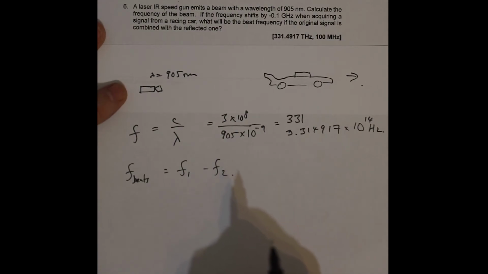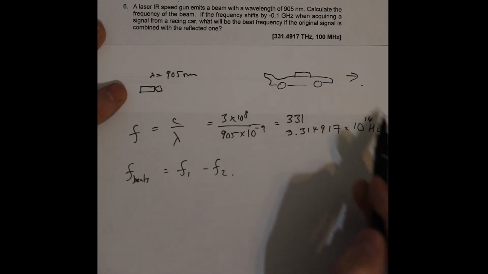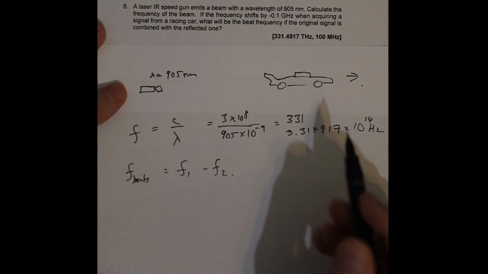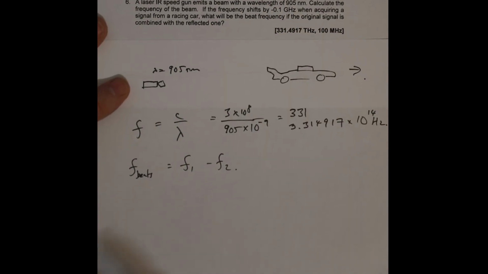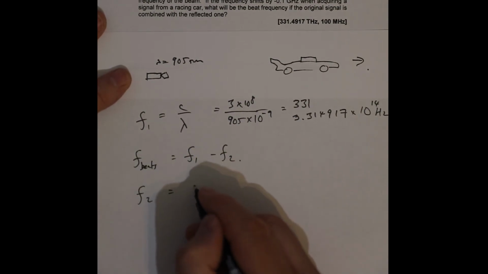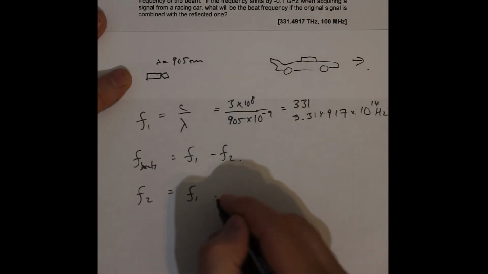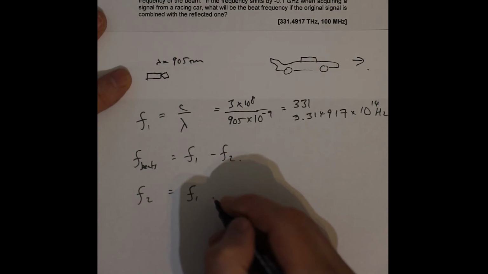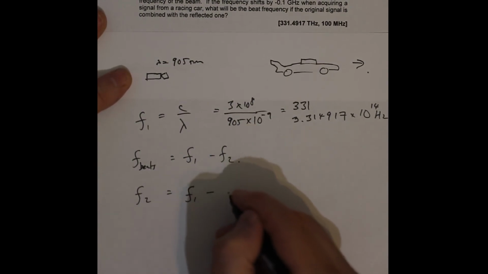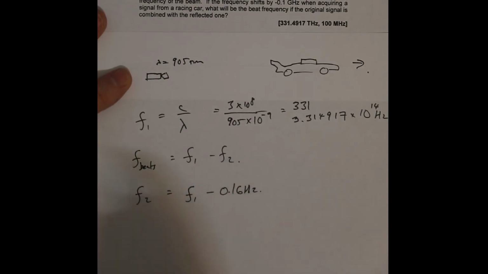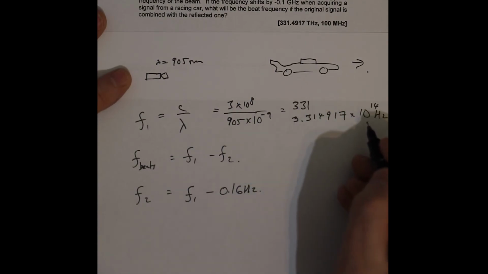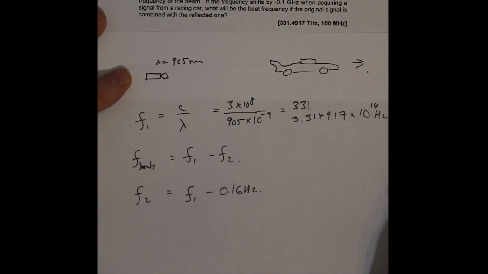So here we've seen that this is the frequency of the F1. So we need to know what F2 is. So F2 is just the frequency after this shift has happened, basically. So if I say that is F1, F2 is equal to F1 minus 0.1 gigahertz because it's going negative here. So basically it's F1 minus 0.1 gigahertz, which is basically this value here minus 0.1 times 10 to the minus 9.